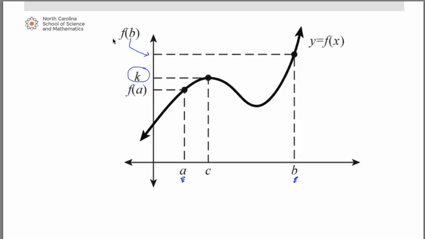So what the intermediate value theorem states is that provided k is in between f of b and f of a, and it doesn't matter which is bigger or which is smaller, as long as k is in between, it guarantees that there is going to be a corresponding c value, the x value that corresponds to the y value of k, that then lies in between a and b. So hopefully it makes a little bit of sense if you think about it from a graphical point of view. So let's look at an example problem.